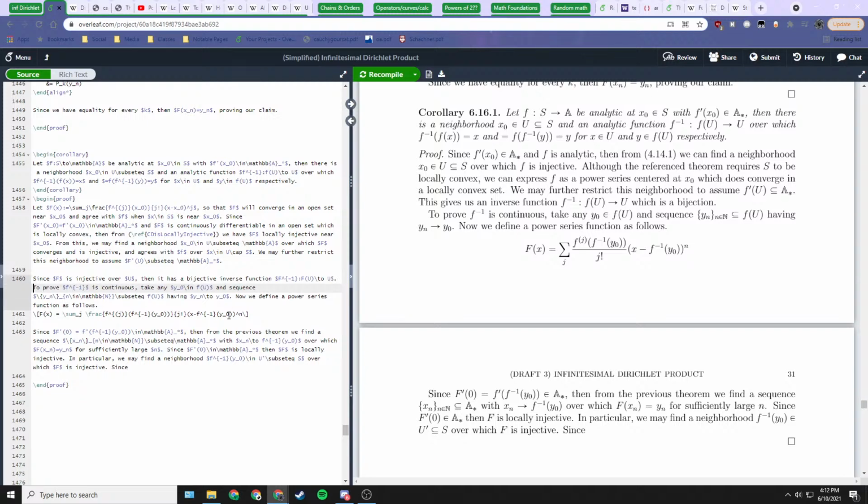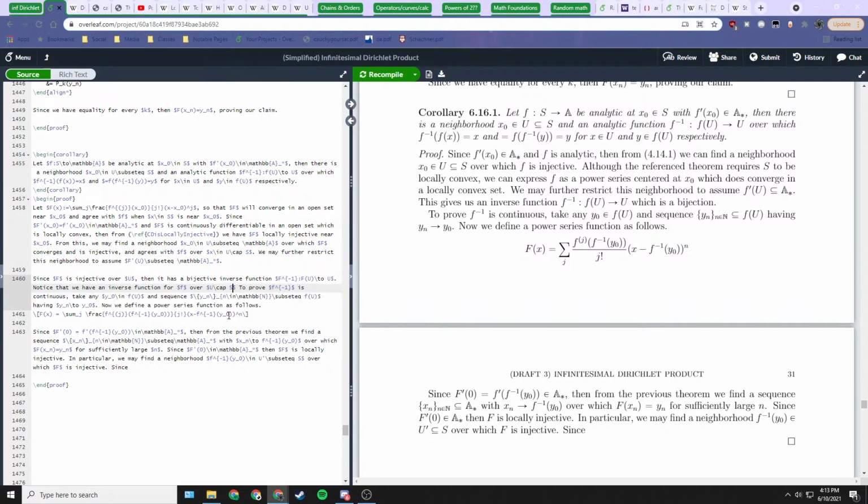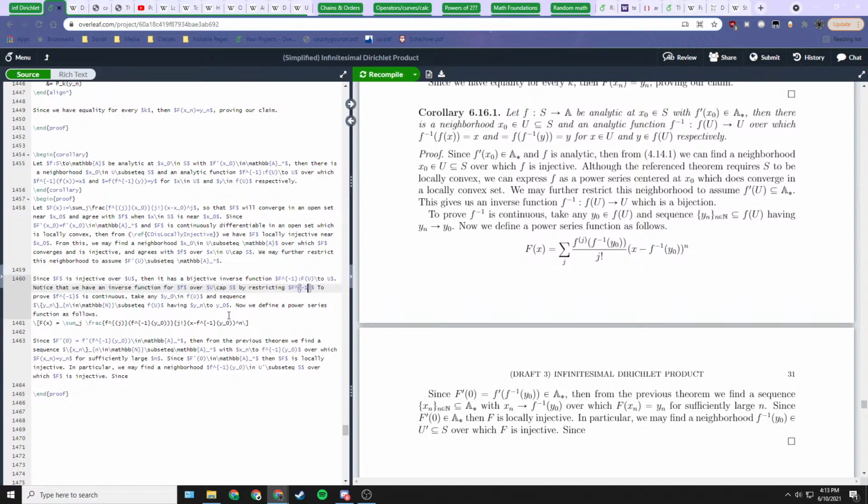And then we can say notice that we have an inverse function for f over U intersection with S by restricting f inverse to S. If we have f inverse as analytic, this will prove the theorem.